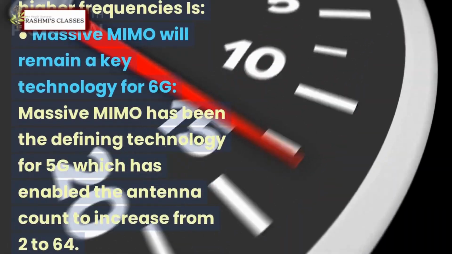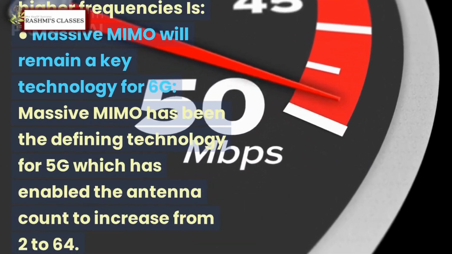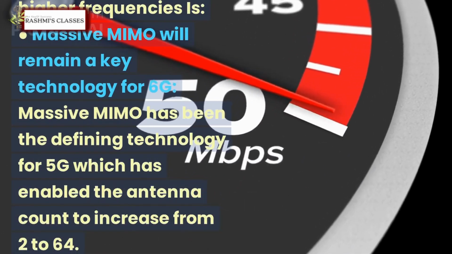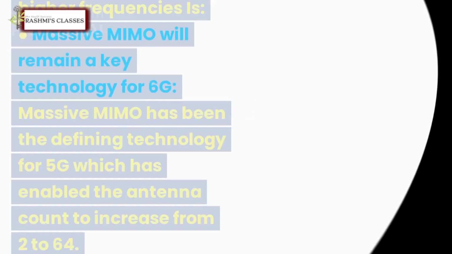6G will continue to move to higher frequencies with wider system bandwidth. Given that the spectrum at lower frequencies is nearly exhausted, the current trend is to increase the data rate by more than 10 times for each generation to achieve wider bandwidth at higher frequencies.